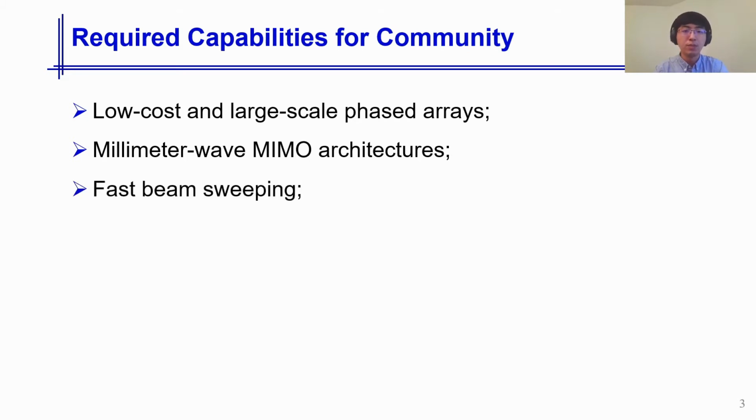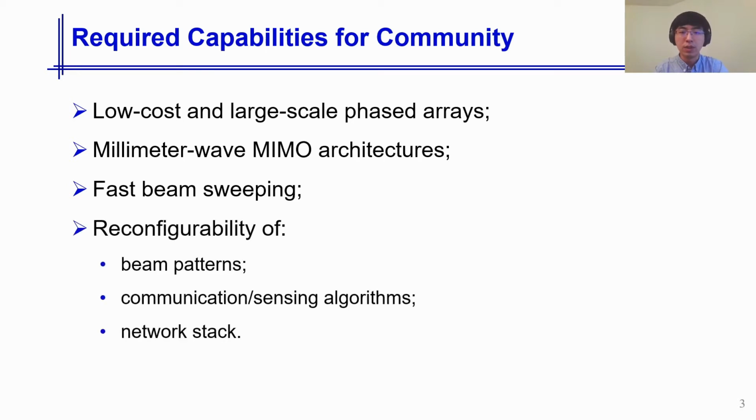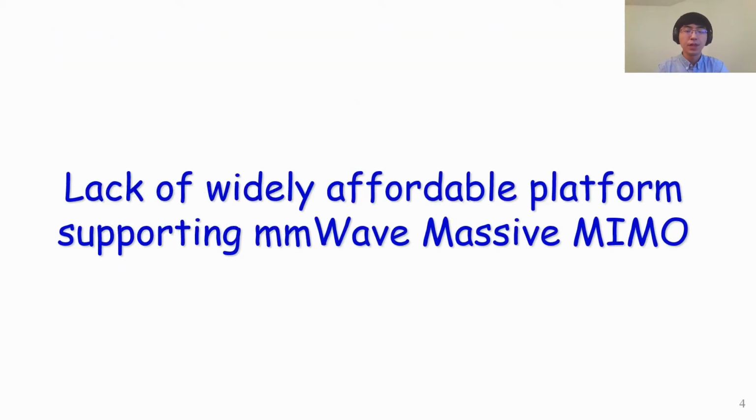Third, fast beam switching should be available, which allows real-time beam switching to accommodate high mobility networking or sensing scenarios. Fourth, it should allow reconfiguration of beam patterns, communication or sensing algorithms, and network stack. Unfortunately, to date, there is no widely affordable platform which satisfies all the capabilities, which is impeding the research in this field.